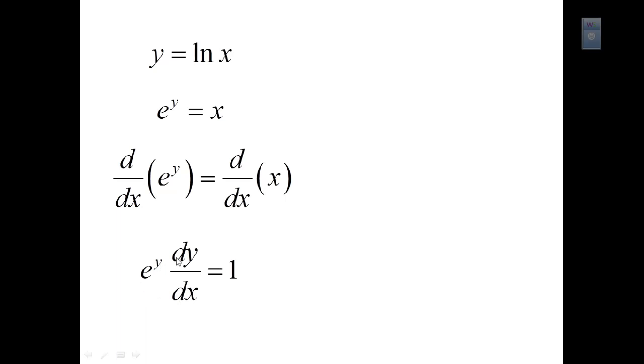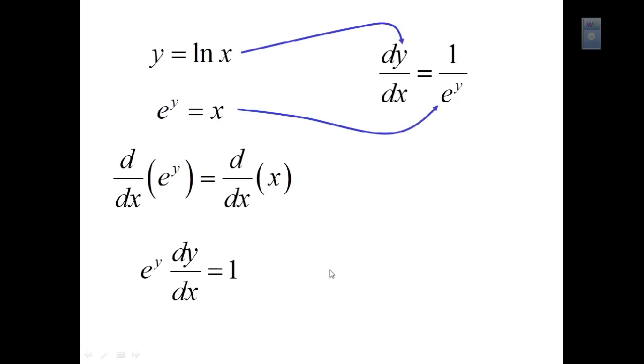So if we take the derivative of both sides, we're going to end up with e to the y dy dx equals 1. Well, we can solve for dy dx to find out what the derivative of natural log is, and we find out that it's 1 over e to the y. Well, the thing is, we also know that e to the y equals x because we found it in the second step here. So we can interchange e to the y with x, and we end up with, since y is natural log of x, the derivative of natural log of x with respect to x is 1 over x.